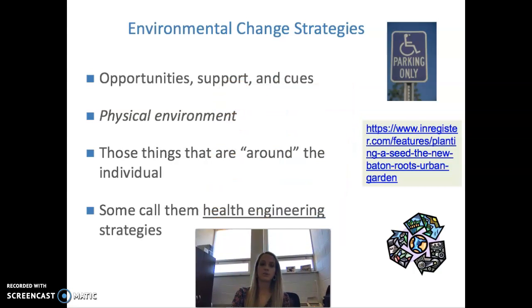Let's talk about environmental changes. So these are opportunities, supports, and cues that are placed in our environment that help influence or change behaviors, right? This is our built environment or our physical environment. These are things that are around us, right? You can think about community gardens. I live in Midtown and we have Overton Park close by. And I love that recently they've had those scooters and those bikes, those bike rental areas added. This is things that are in our community and in our environment that are going to help us, allow us to become more physically active.